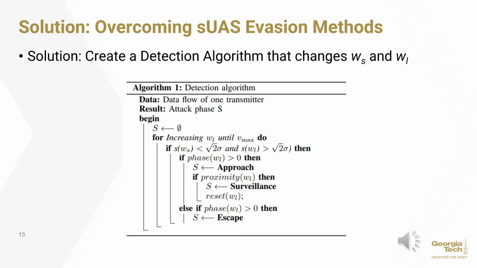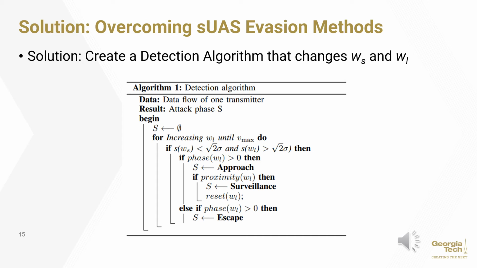The solution is creating a detection algorithm that changes WS and WL. When we start the algorithm, we don't know what S is defined as, so we don't have the phase. So we increase WL until we reach Vmax, take the sample standard deviation of WS, and verify that it's less than the square root of 2 times the noise. We'll also take the sample standard deviation of WL and ensure that it is greater than the square root of 2 times the noise. If both of those are true, then we will determine the phase.